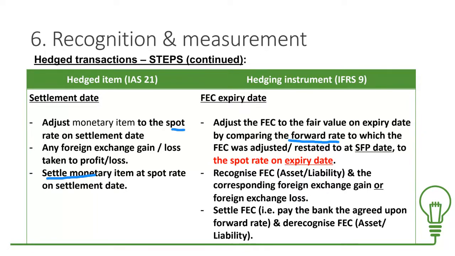So on the expiry date, we don't compare forward rate to forward rate, we compare forward rate to spot rate, because the value of the foreign currency, the value of the dollars that we received from the bank, is at spot rate. Does everybody understand that? We paid the forward rate and we got value back in the form of the spot rate. So we need to look at the difference between forward and spot on expiry date. And again, we're going to make a profit or loss, and we'll take that to the P&L account, or the statement of profit and loss.